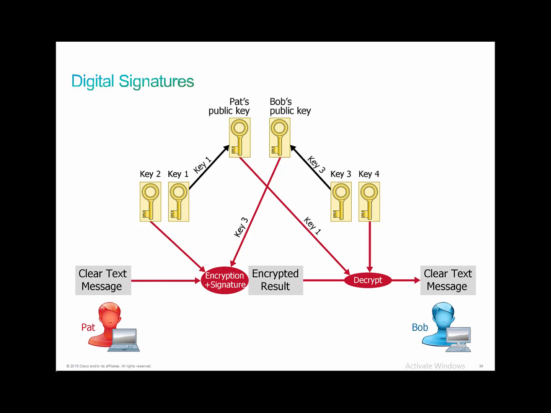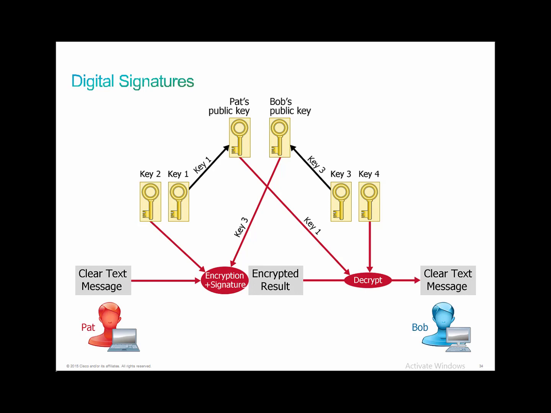So Pat has two keys as well. What is encrypted with key 1, that would be his public key in this case, can be decrypted only with key 2, which is his private key. So the opposite would be true as well. What's encrypted with his private key can only be decrypted with the public key.